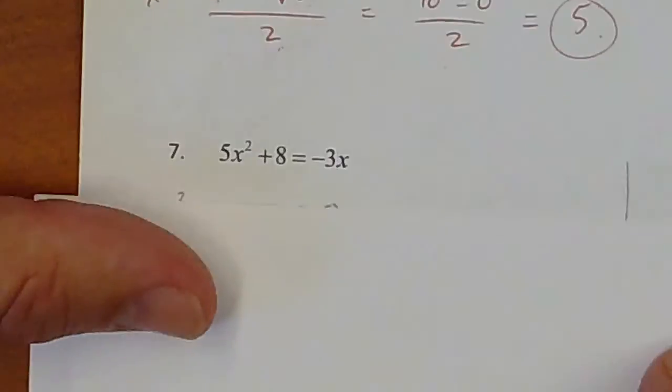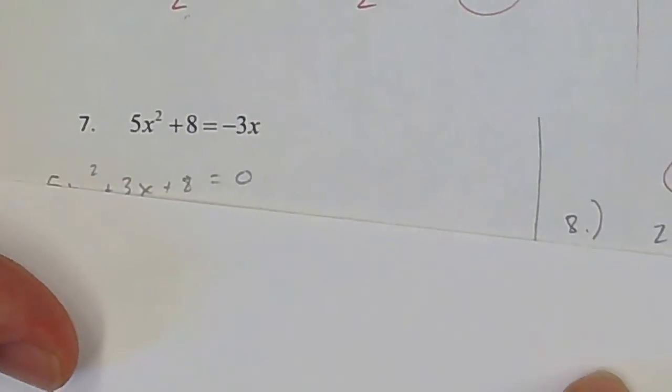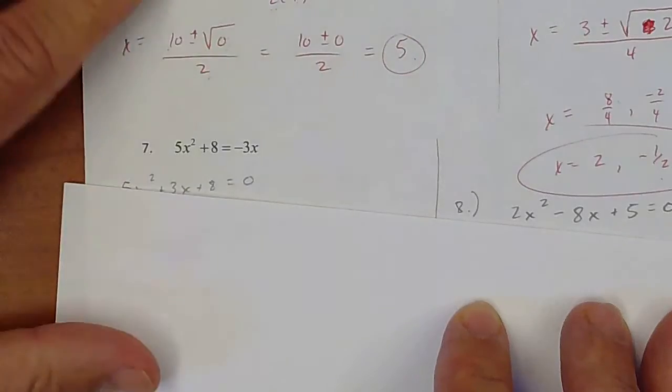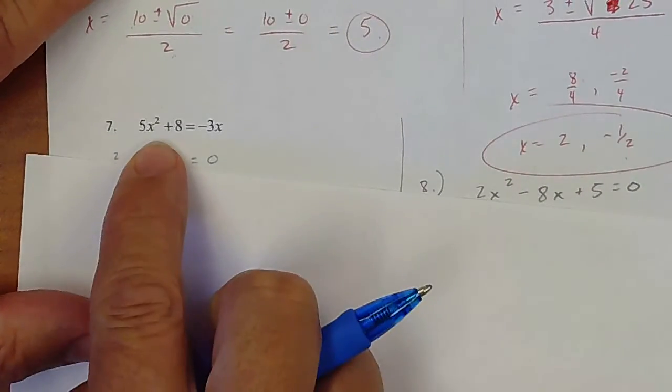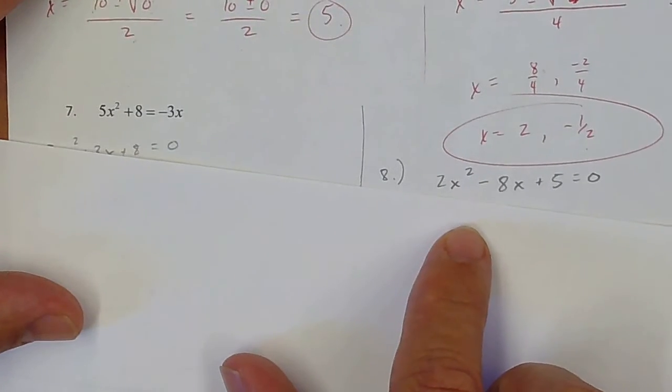Okay, number 7, let's try this one. Go ahead and get that going, and then I'm going to give you a number 8 as well. Why don't you try both of these, and I'll give you feedback after the break. This one here, move that 3x over, and then try number 8 as well.